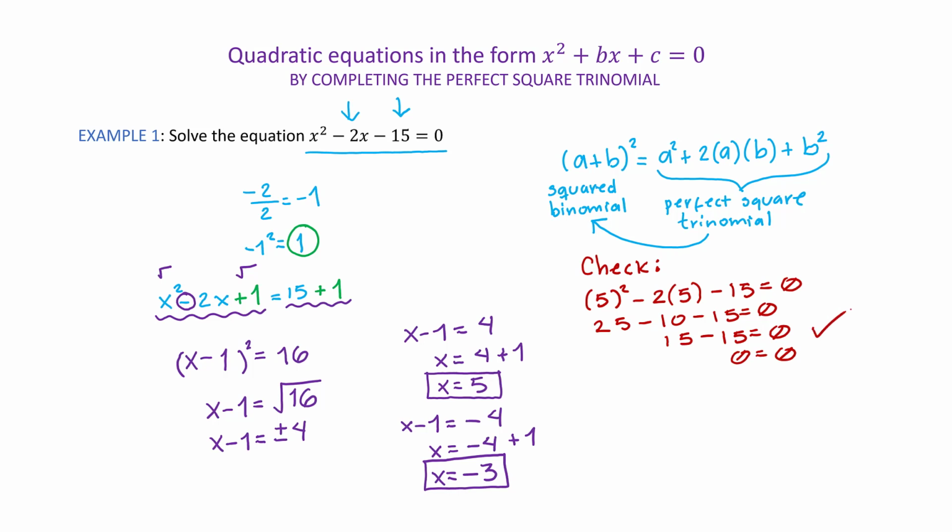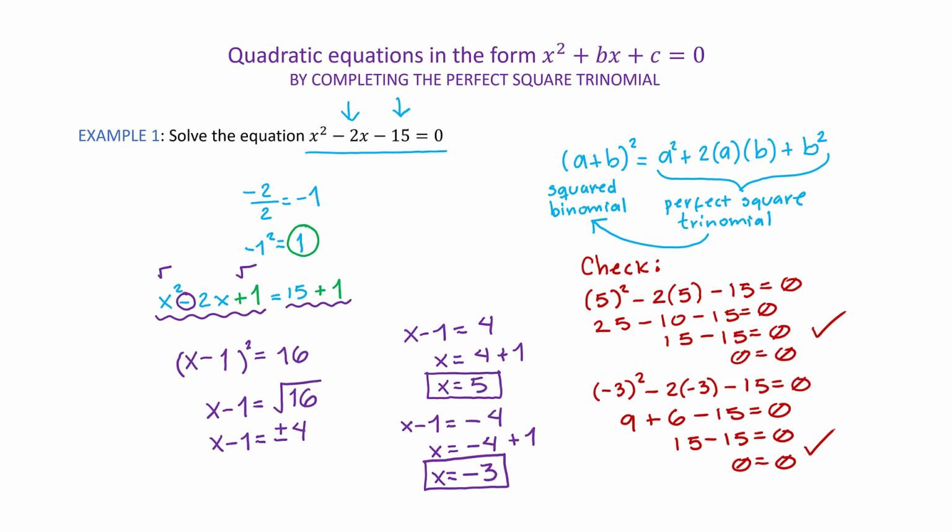Now let's check our second solution. X equals minus 3. The square of x is now the square of minus 3, minus 2 times x, which is minus 3, minus 15 should be equal to 0. The square of minus 3 is 9. Minus 2 times minus 3 is positive 6. Minus 15 equals 0. 9 plus 6 is 15. Minus 15 should be 0. 15 minus 15 is 0. Therefore, x equals minus 3 is also correct.